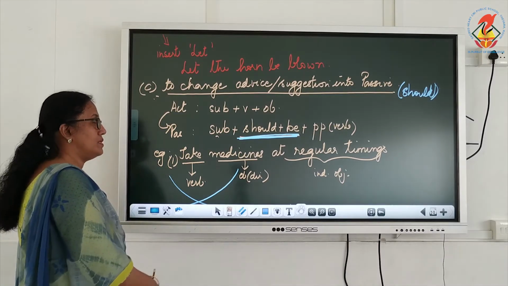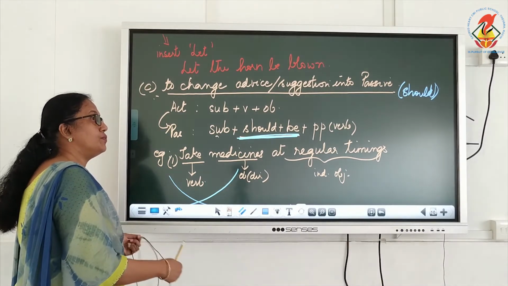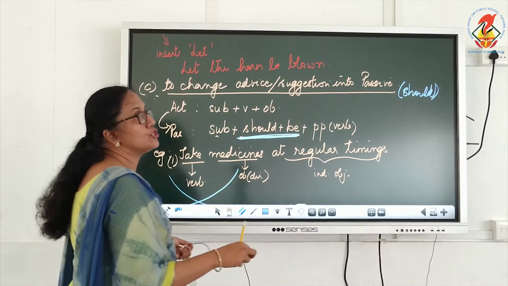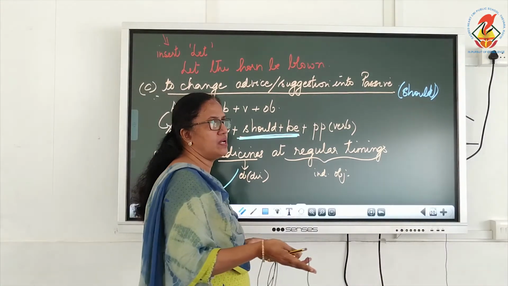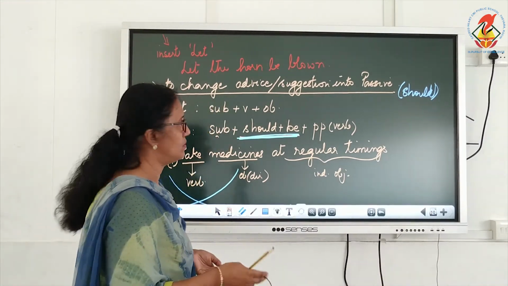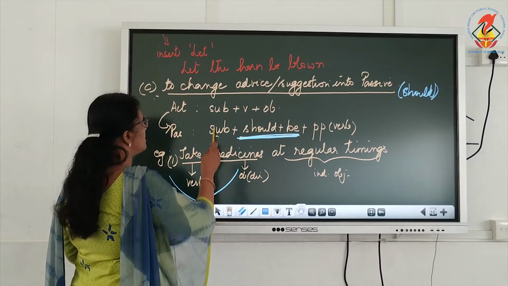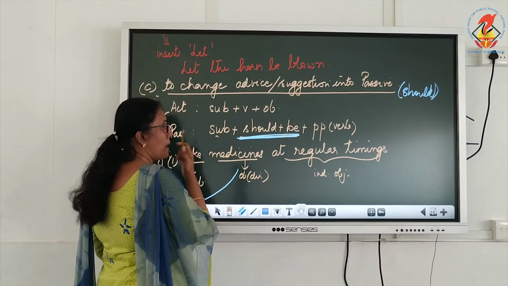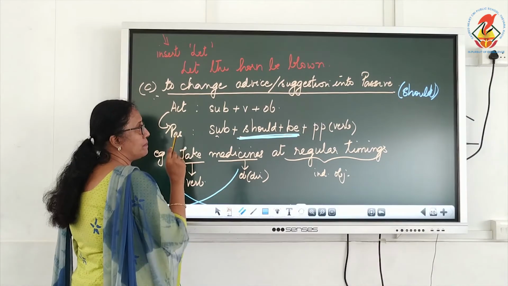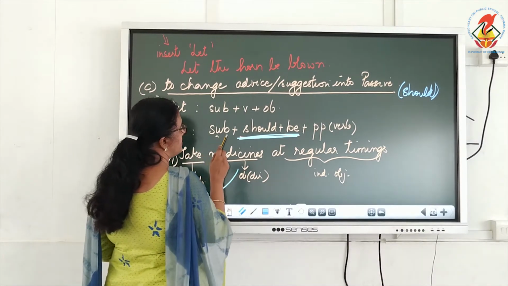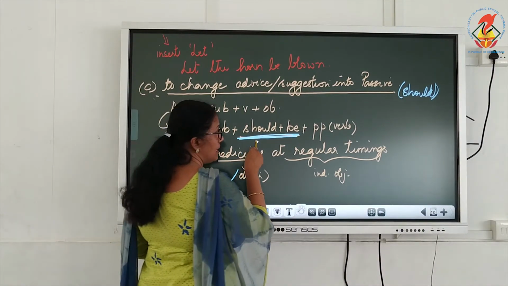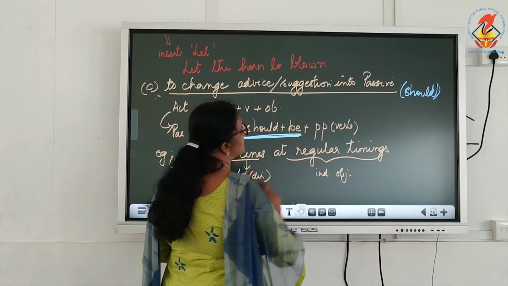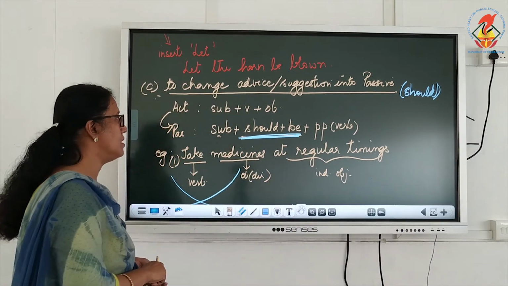Remember the word in blue that was given there: you would be using the word "should." Sometimes the word "must" may also come. So, if you have subject plus verb as the object, when you convert it into the passive form, you will have subject plus the word "should" plus "be" plus the past participle of the verb.